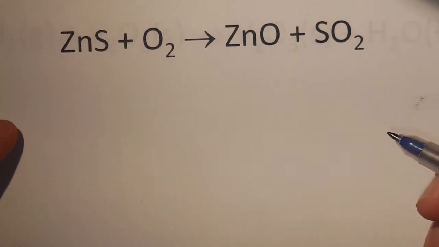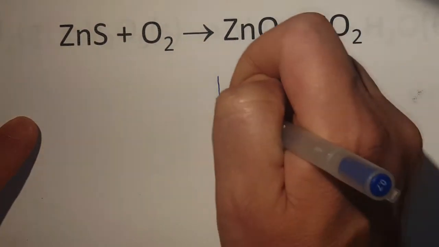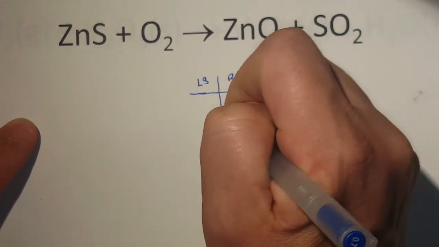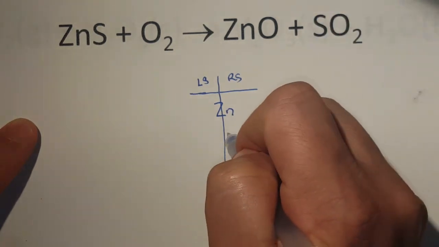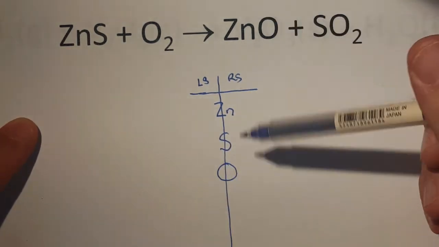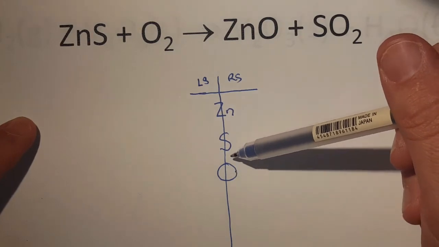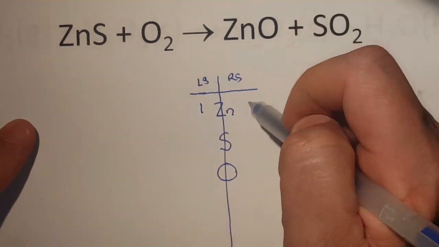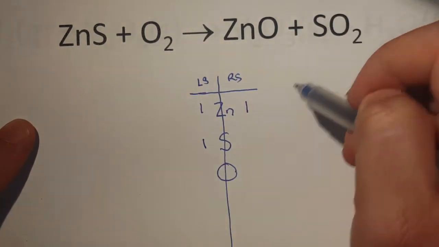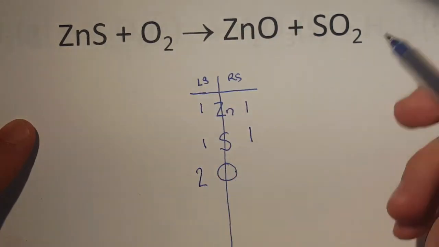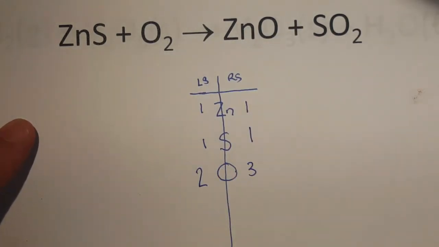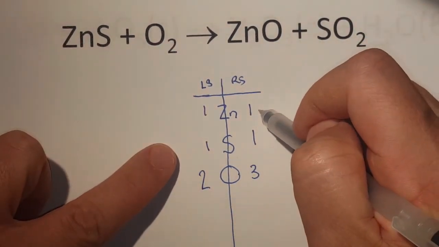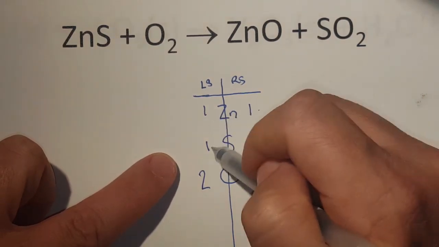Okay, so let's take a look at our first example. As you learned last year, you'll make yourself a little chart with your left side and your right side. We're going to list the elements present, and as we stated, we list oxygen last, hydrogen second last. Then I have one zinc, and here, one zinc, one sulfur, two oxygens, and here I have three oxygens. Now that I've counted, is zinc balanced? Yep. Sulfur balanced? Yep, because I have the same number on both sides.